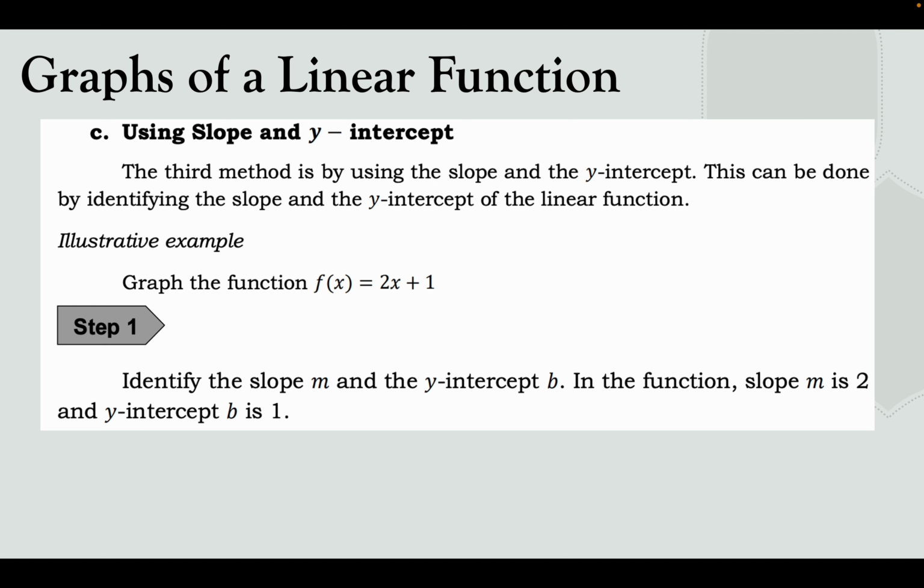In the function, the slope is, di ba? What is the slope-intercept form? Y is equals to mx plus b, where your m is the slope and your b is your y-intercept. So here, your slope is 2 and your y-intercept is positive 1.